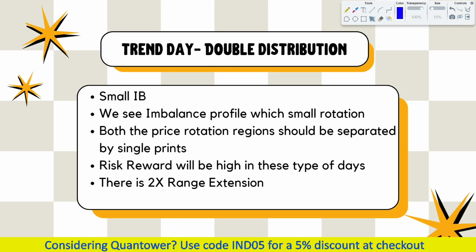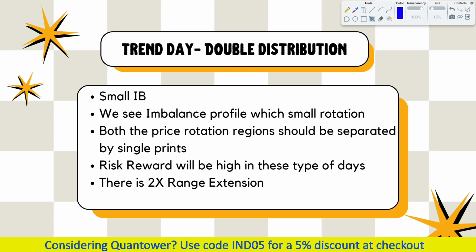So let's see the characteristics which we have given here. Small IB, we see imbalance profiles with a small rotation. Both the price rotation regions should be separated by a single print. That's what I said: both the rotations will be separated by the single print. I will show you in the charts, no need to worry. Risk reward will be high on this sort of day.